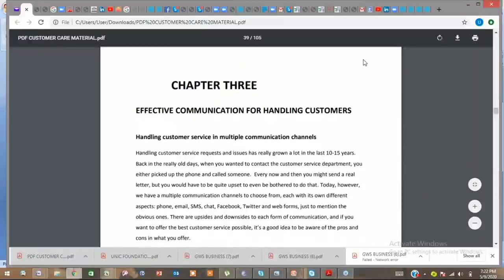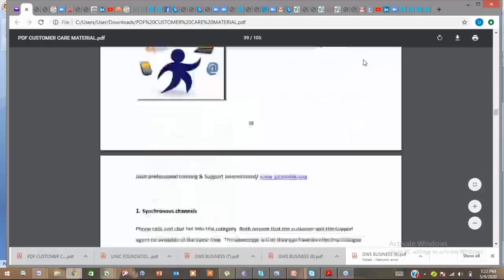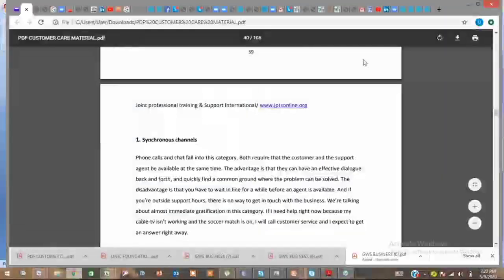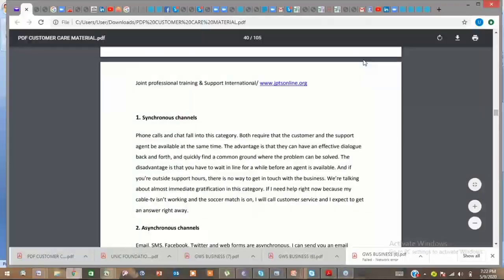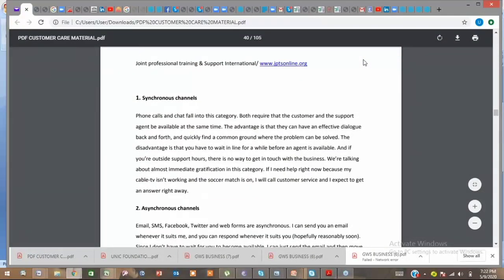Very, very important. Chapter 3, effective communication for handling customers. Handling customer service in multiple communication channels. One, we are going to be looking at the synchronous channel. We've not really discussed this, so I will take a little time to discuss it. We have the synchronous channel. Phone call and chat fall in this category, synchronous.